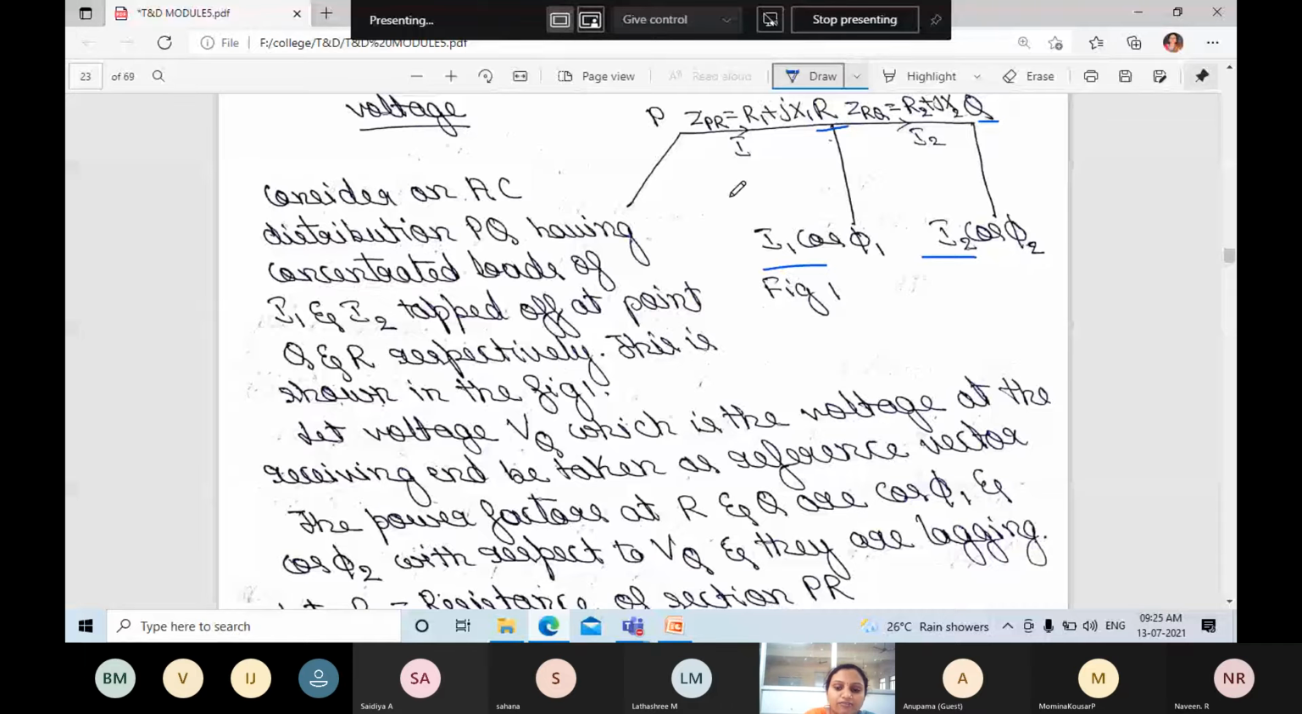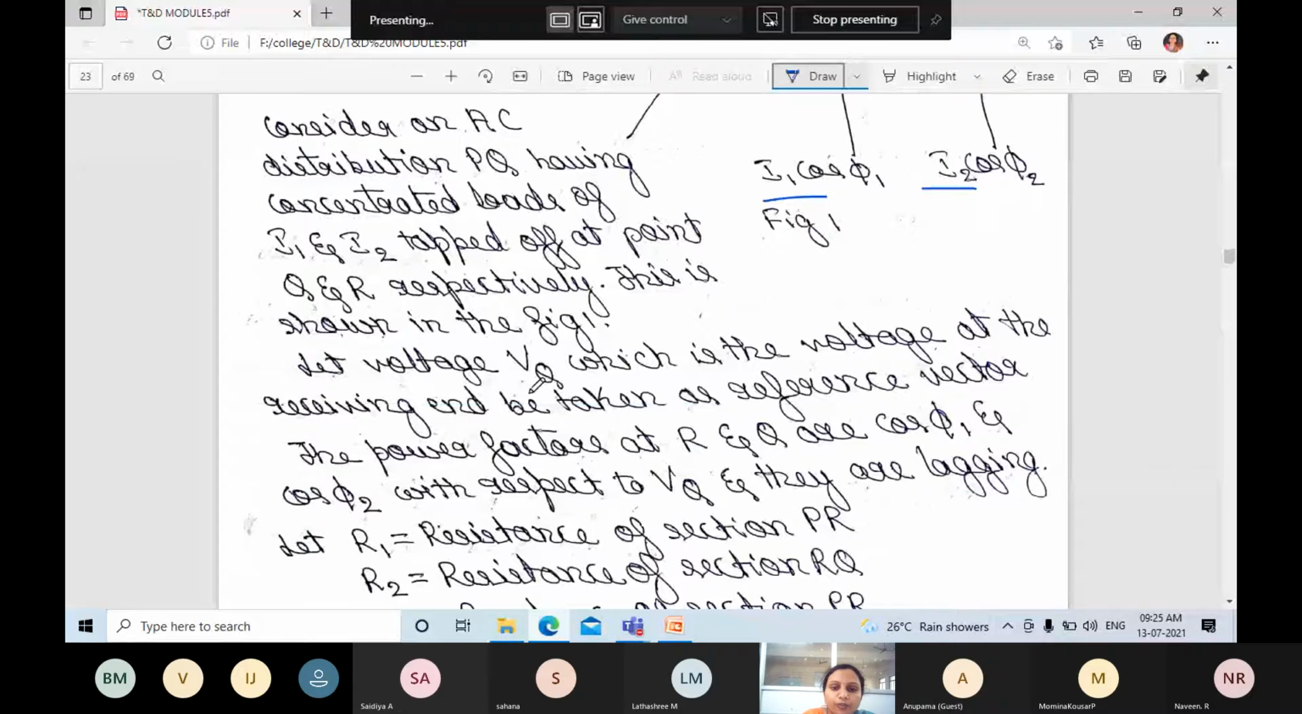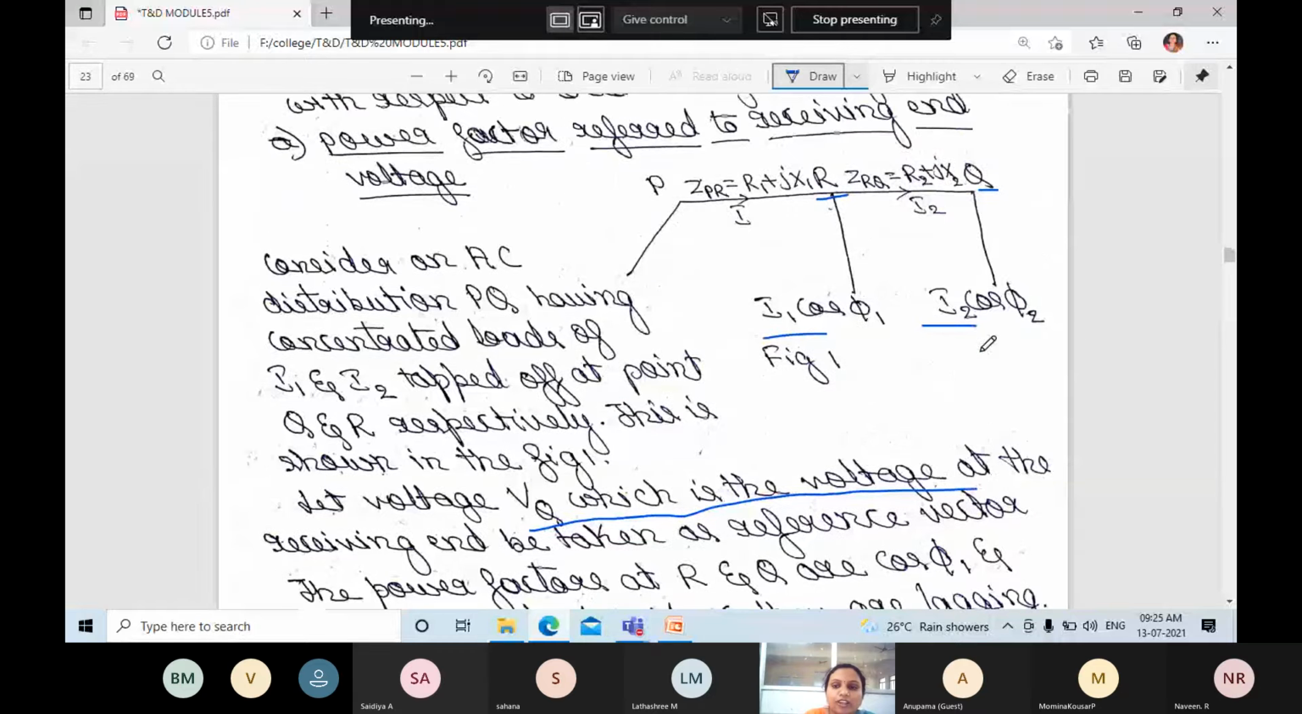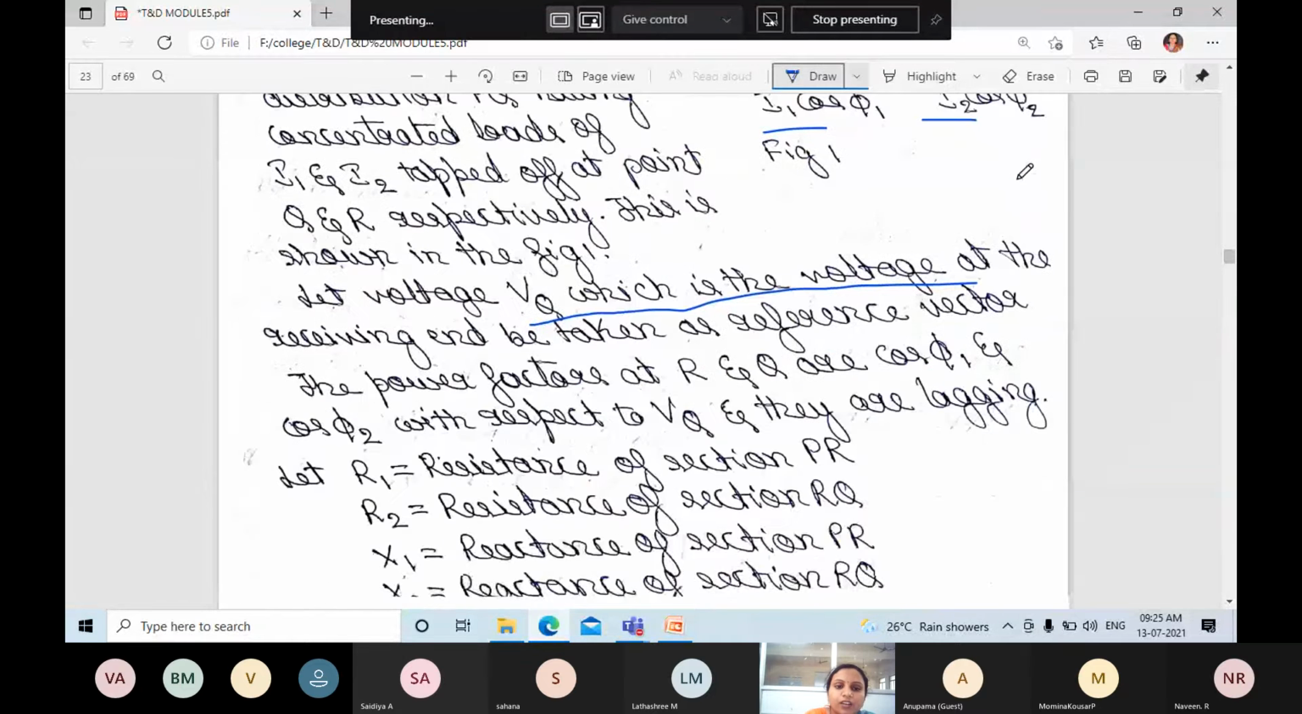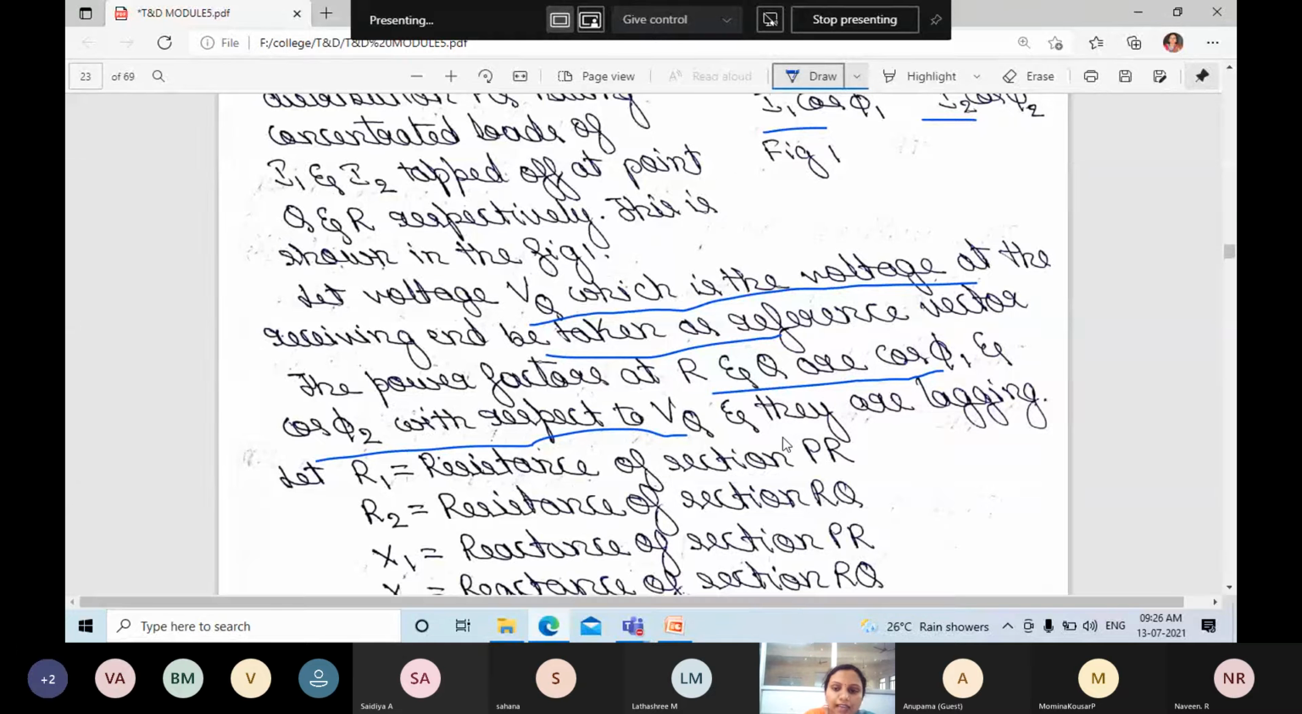This is the figure of power factor referred to receiving end voltage. Let VQ be the voltage at the receiving end. VQ is taken as the reference vector. The power factors at R and Q are cos phi 1 and cos phi 2 with respect to VQ. They are lagging.